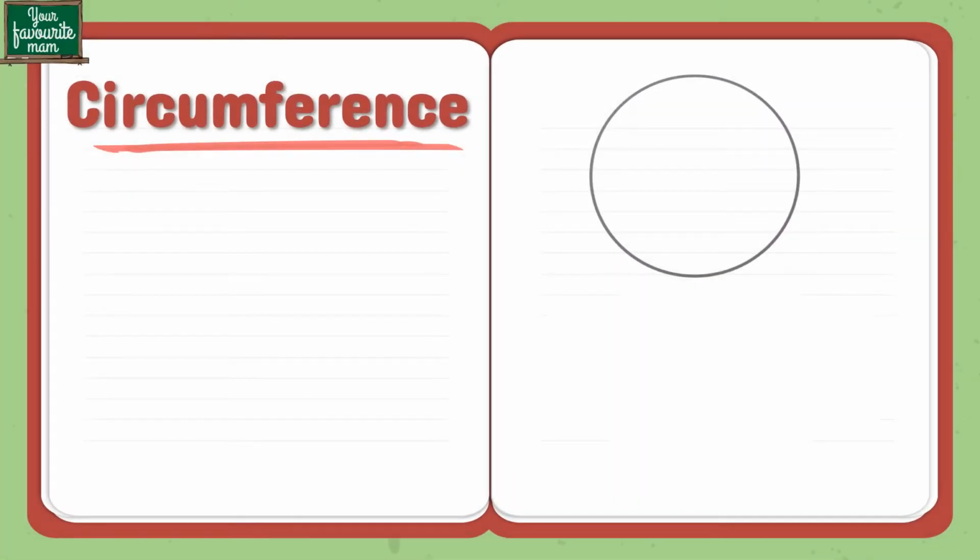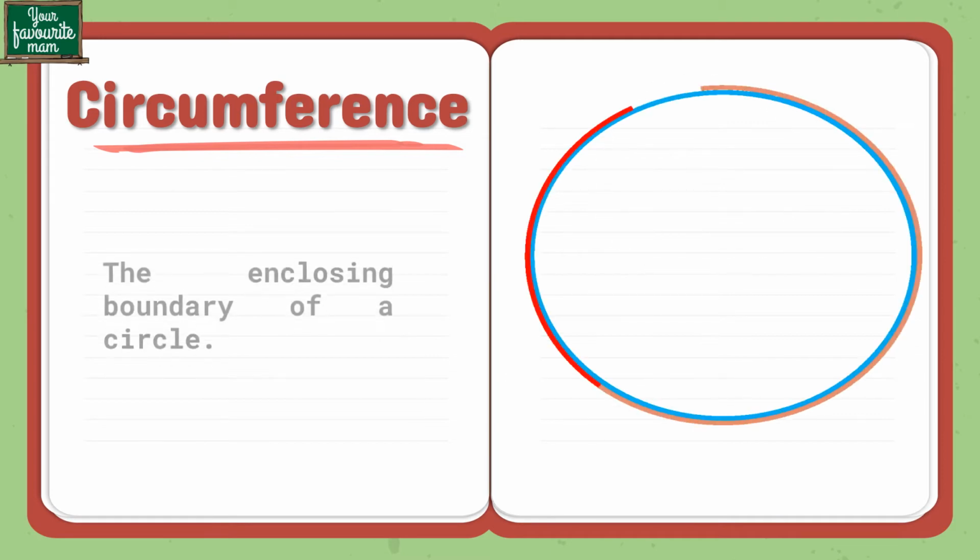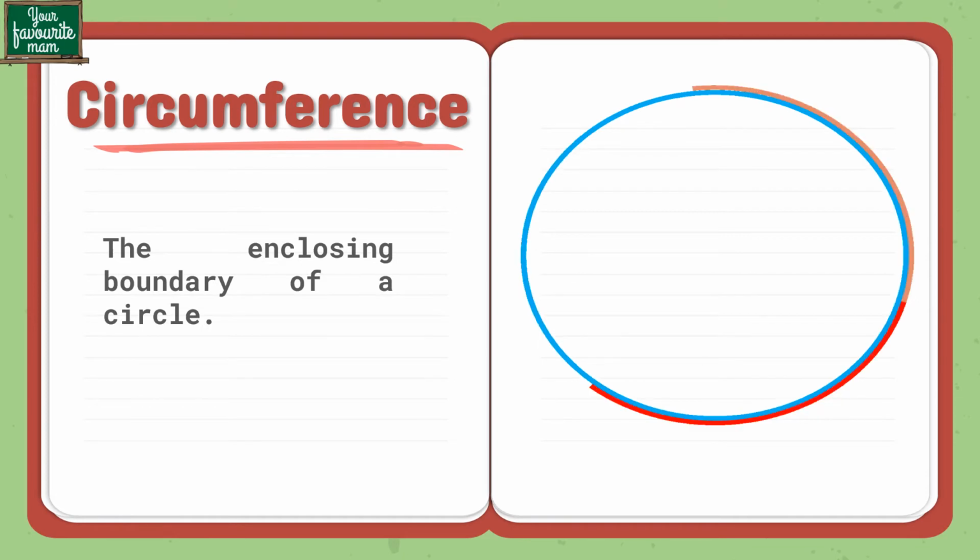The next part of a circle that we are going to talk about is circumference. Now let me tell you what a circumference is with an example. Let's take a circle and put a small cut on it and lay it flat on the table. The length of this line will be the perimeter of that circle, also known as the circumference. Hence, the circumference is the enclosing boundary of a circle.